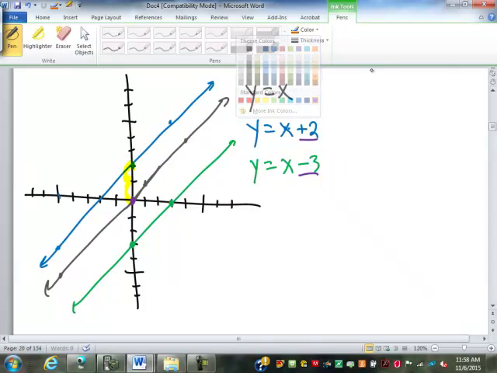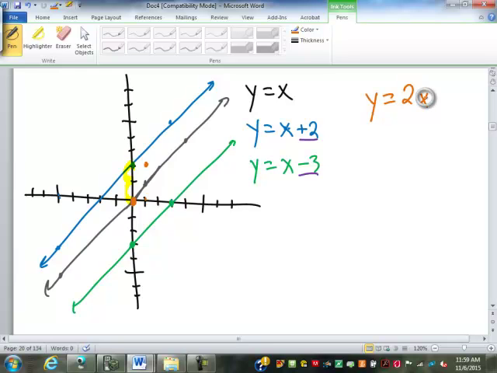What if we have this? We multiply the x by something, y equals 2x. Well, now if x is 0, 2 times 0 is still 0. We're back to going through the center. But what if x is 1? What's 2 times 1? 2. So 1, 2 right there.